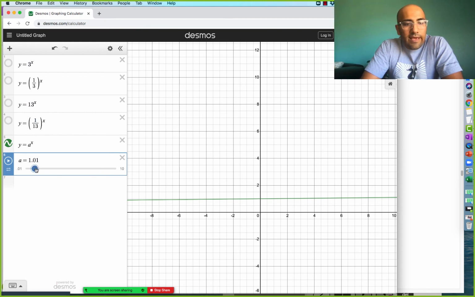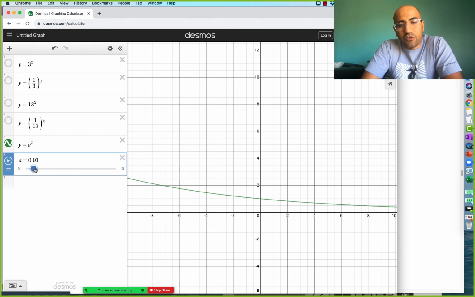So then as we go to decimal values between 0 and 1, this thing begins to flip in the other direction and has a shape that looks like this. Right? So it looks like this, and then it flips the other way, and it looks like this, and then it flips that way. Any questions at all?